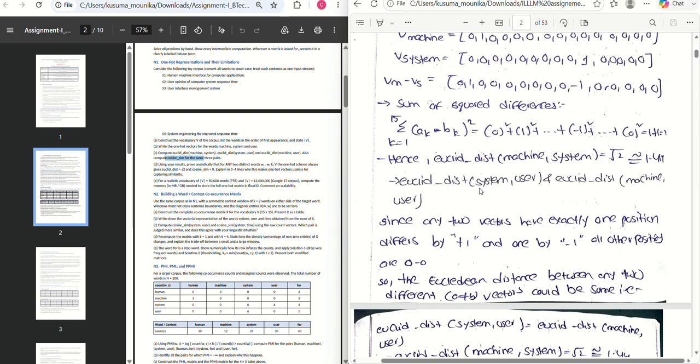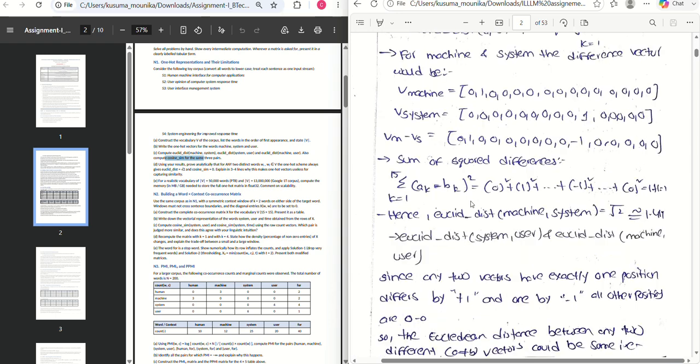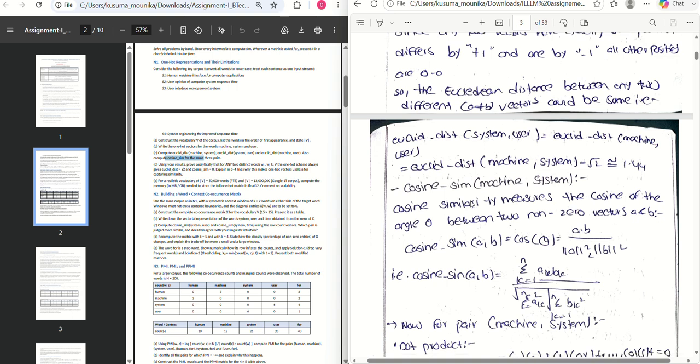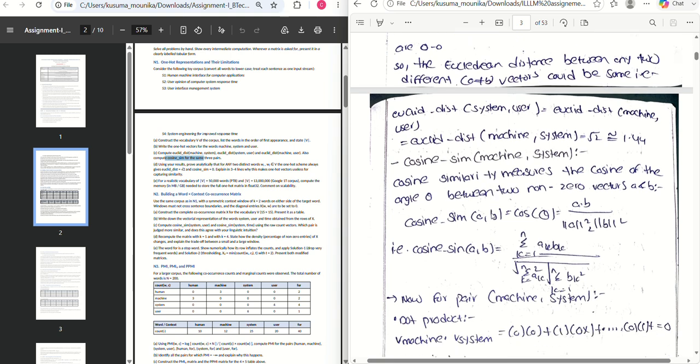The same follows for the pairs systems and users. Next we calculate the cosine similarity, for missions and systems. Cosine similarity measures the cosine of the angle theta between two non-zero vectors, where non-zero means not every value is equal to 0. For the formula, we first calculate the dot product of the two non-zero vectors, and then their individual magnitudes, which we multiply with each other.